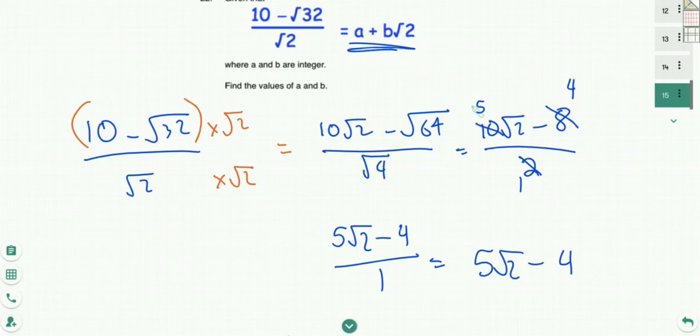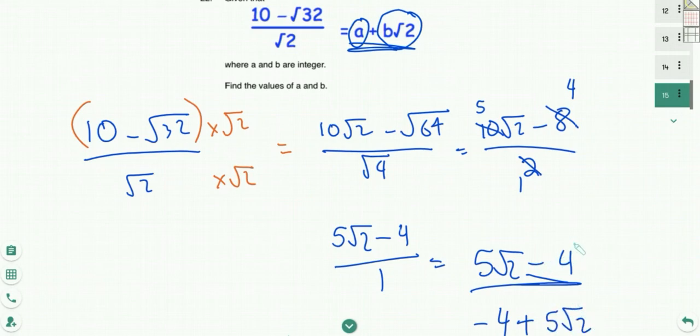Now let's compare this to this. Well, here they want the integer first and then the surd. So we're going to have to rearrange this. So we can say negative 4 plus 5 root 2. So what we're doing is we're flipping the negative 4 and the 5 root 2. And the 5 root 2 is positive 5 root 2, so it becomes plus 5 root 2. And this is our answer, guys. So A is equal to negative 4, and B is equal to, well, B is the number in front of the root 2, which is just 5.